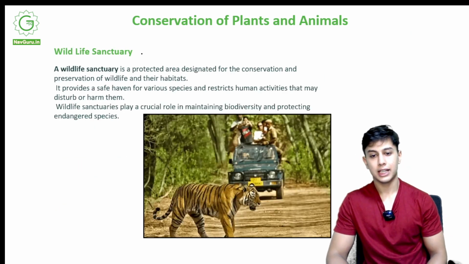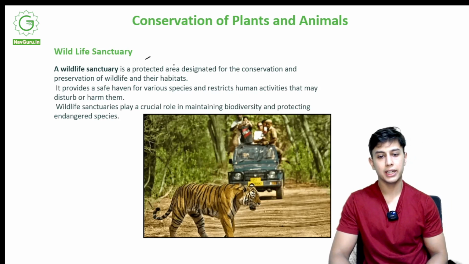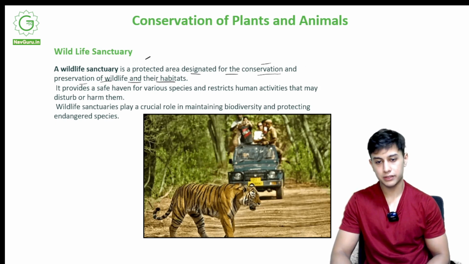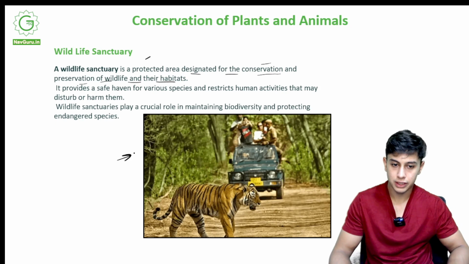Now, a wildlife sanctuary. What is a wildlife sanctuary? A wildlife sanctuary is a protected area designated for the conservation and preservation of wildlife and their habitats. So see over here, this is an example of a wildlife sanctuary.